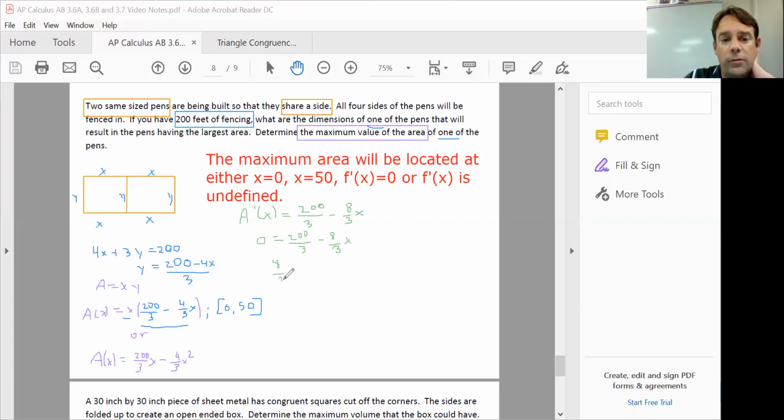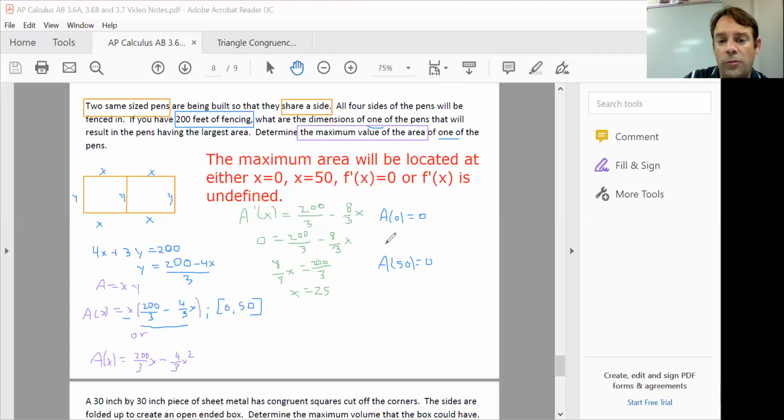Eight thirds x equals 200 thirds. So that means x is 25. So A of 0, if I plug that in, I'm going to end up with 0 here. If I plug in A of 50, that also would give me an area equal to 0.